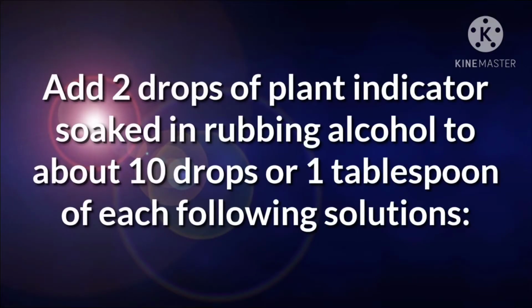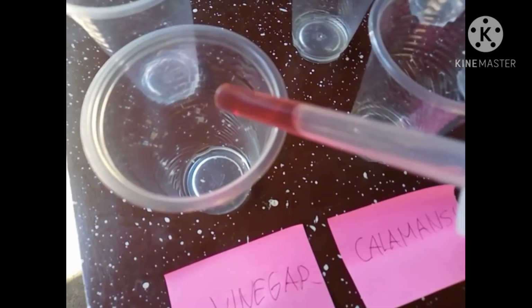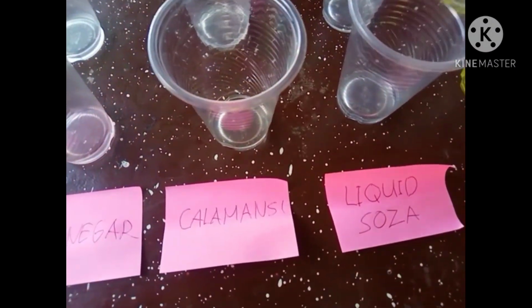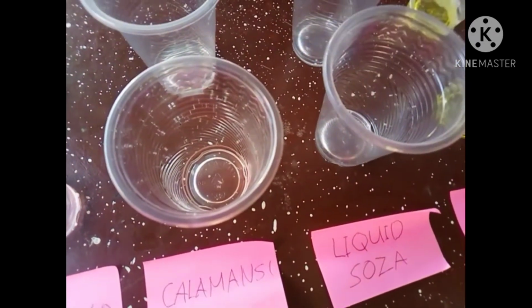So I add 2 drops of the plant indicator soaked in rubbing alcohol to about 10 drops, or 1 tablespoon, of each of the following solutions. With the use of medicine droppers, I add 2 drops to the vinegar and the vinegar becomes red. When I add 2 drops to the calamansi, it becomes red.